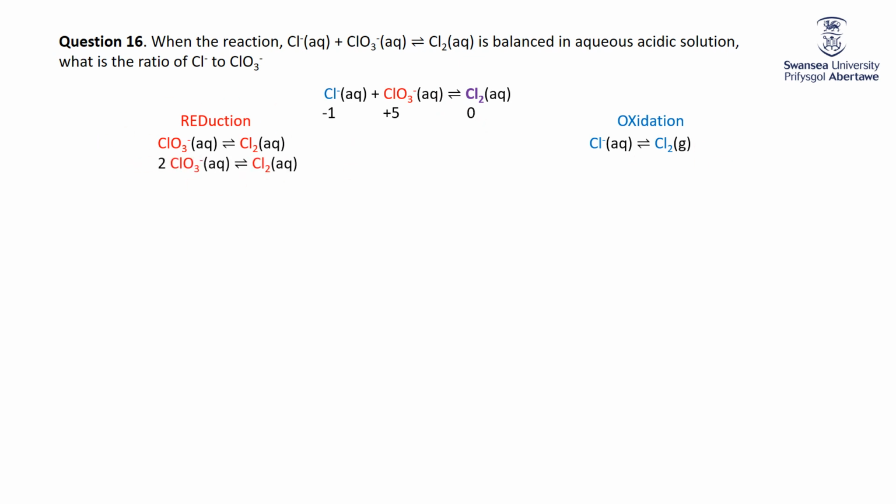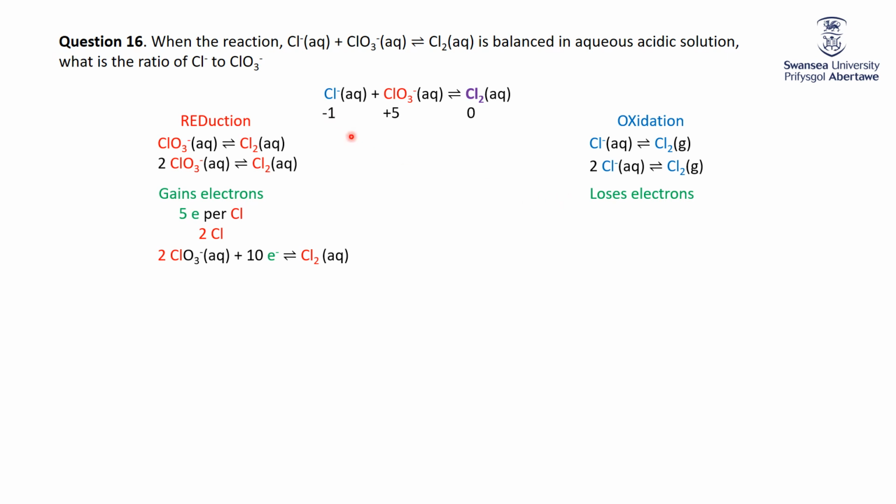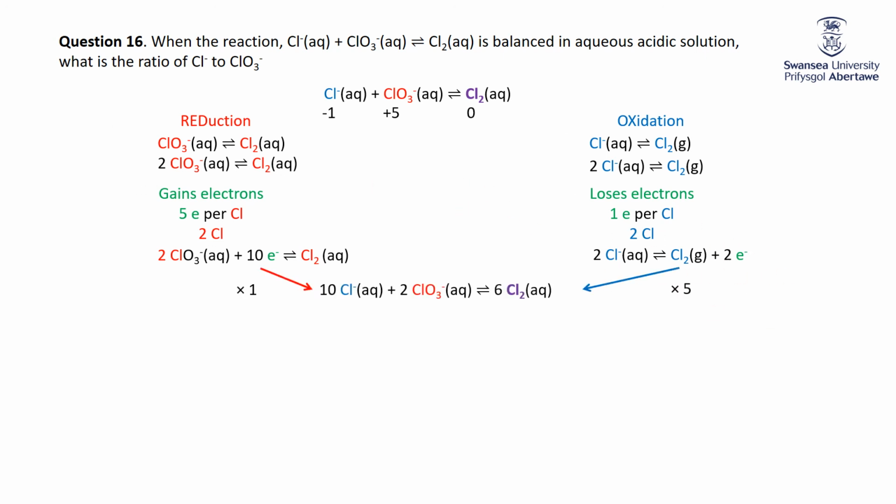Focus on the reductions. 2 chlorines on each side. Each chlorine goes from +5 to 0. So that is 5 electrons per chlorine, 2 chlorines, so 10 electrons overall here. For the oxidations, again, we need 2 chlorines on both sides. So 2 in front of the chloride. Losing electrons, each one loses from -1 to 0, so loses 1 electron. We have 2 chlorines, so we need 2 electrons on the right-hand side. Got 2, we got 10, put them together. I have to multiply the 2 by 5 to get 10, and we get this reaction here.